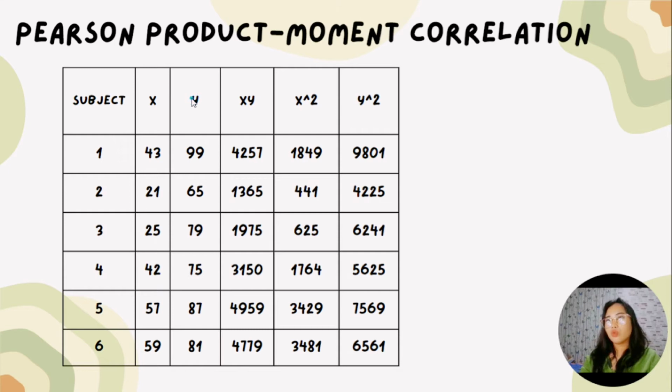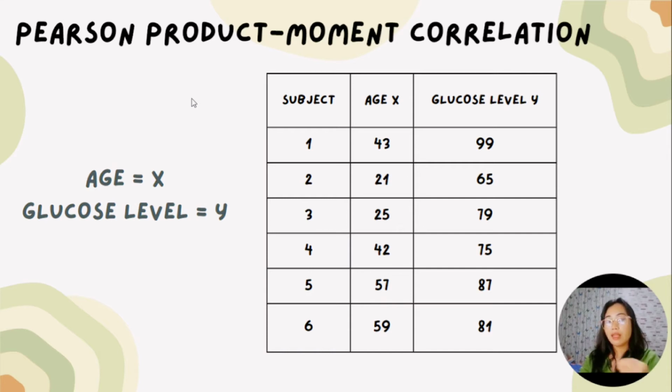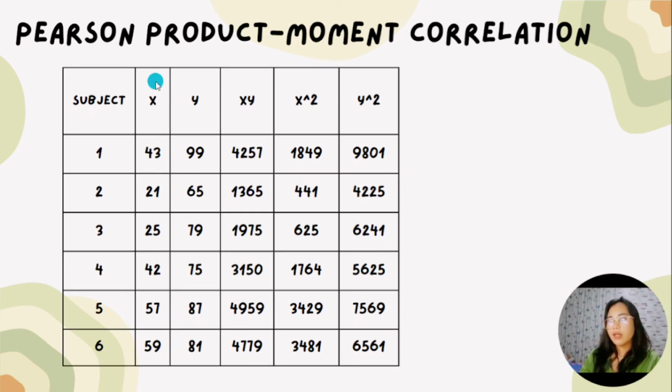Before we get to the formula of the Pearson product moment correlation, we should make a table first. The first thing we're going to do is to plot the data in a table. So the first columns should be the subject, the age, and glucose level or sugar level. The next ones will be the values of x, y, x squared, and y squared. So x and y. In this column, the x and y are multiplied to each other. So x times y is equal to xy.